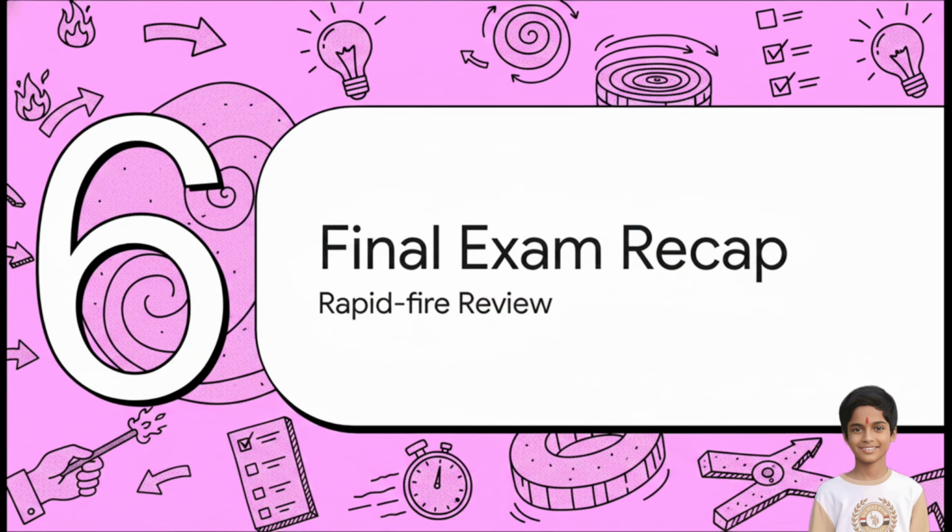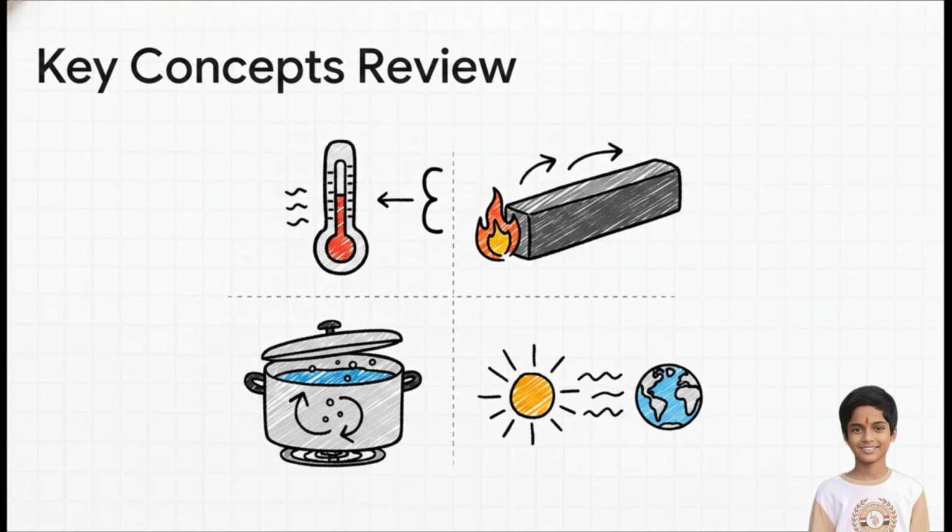Section 6, Final Exam Recap. Time to lock this all in. Let's do a rapid-fire summary. First, measuring heat. Thermometers are the go-to device. They generally use liquids like mercury or alcohol, though obviously modern digital thermometers are much more accurate and way easier to read. Second, the three big modes of heat transfer. Conduction is for solids. Remember, substances that conduct easily are conductors, and those that don't are insulators. Convection is for fluids, using mass movement of the molecules. And radiation relies on electromagnetic waves. It's the only one that doesn't even need a medium to travel.